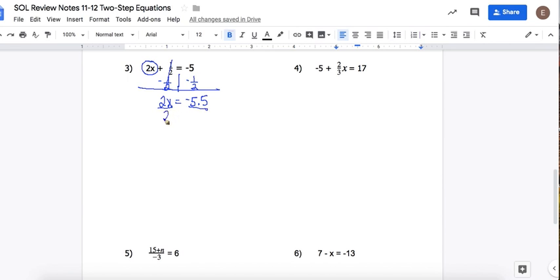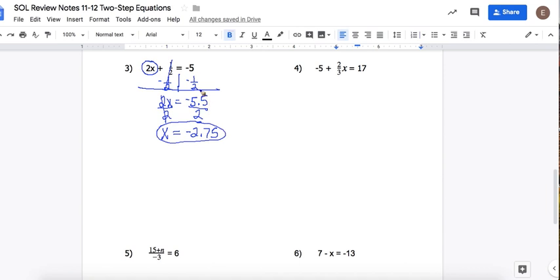I don't have the variable by itself, so the opposite of multiplication is division. We're going to divide both sides by 2. 2 divided by 2 is a 1 in disguise, so cross those out. They cancel. Bring down your x. And negative 5.5 divided by 2 is negative 2.75.